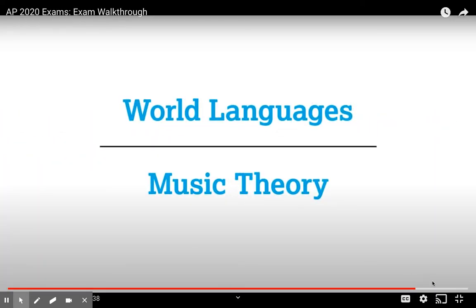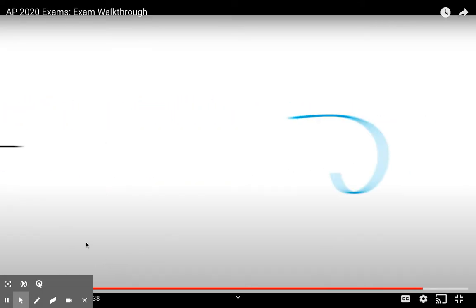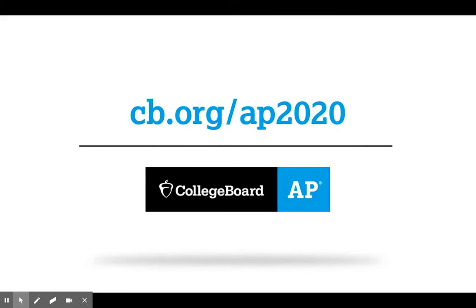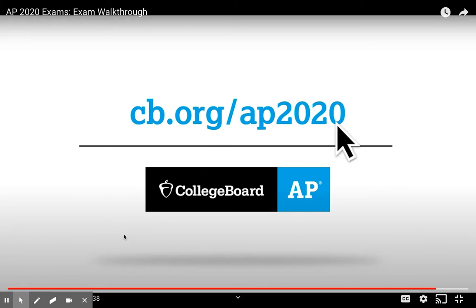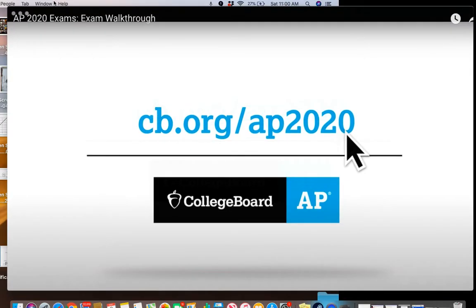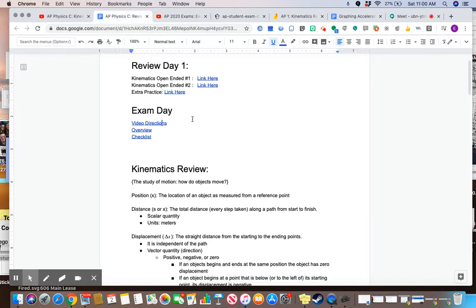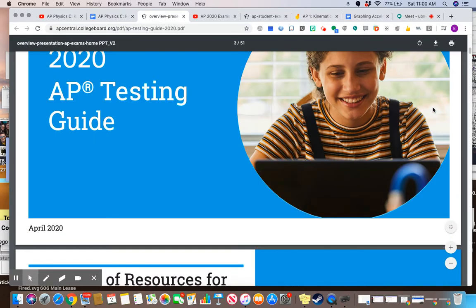Some AP courses like World Languages and Music Theory will have exams that work a little differently. To learn more about these courses and more details on AP 2020 exams, go to cb.org/AP2020. Okay, and that really vast, extensive document with a lot of detail is also linked. It's in the overview section. So if you want more detail, that's linked in there too for you to easily access.